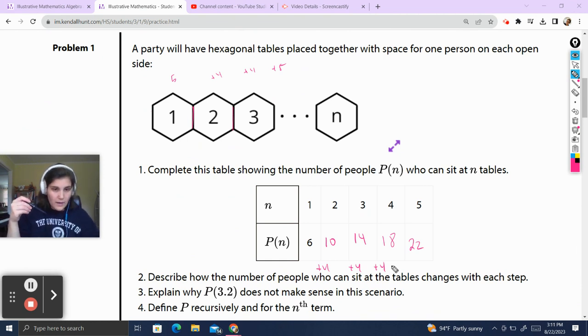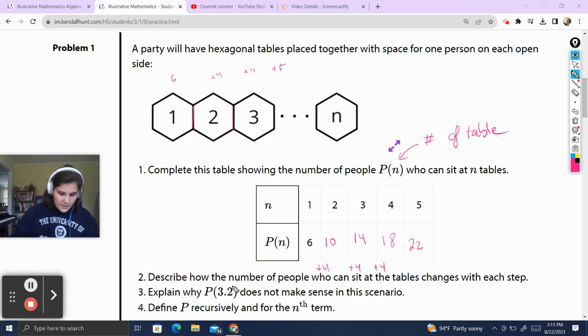3, explain why P of 3.2 does not make sense in this scenario. n represents the number of tables. We do not have 3.2 tables, so P of 3.2 would mean how many people could sit at 3.2 tables, and that does not make sense.